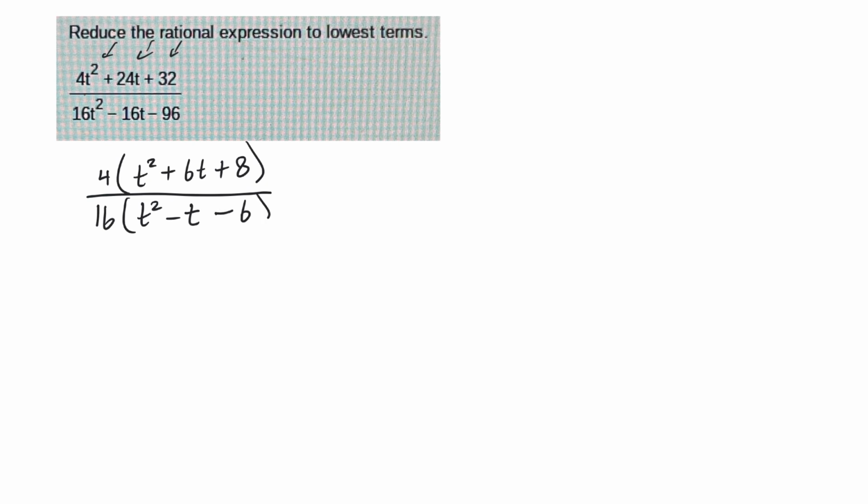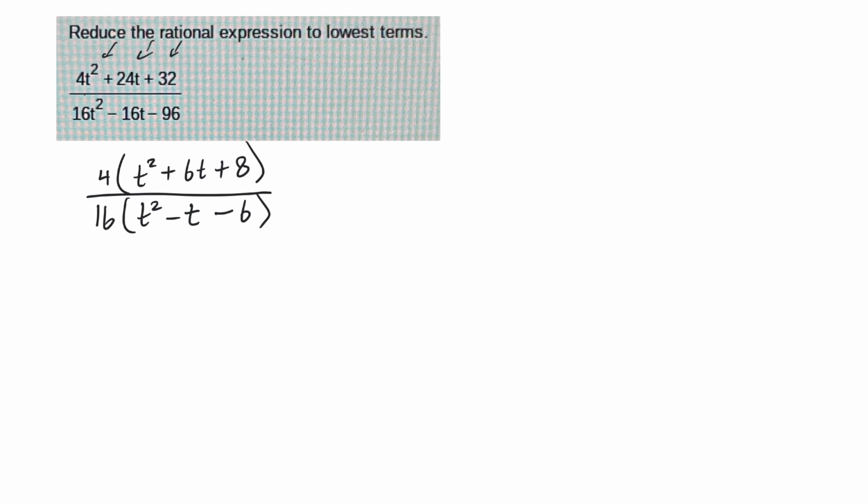Here's a good question. We're asked to reduce this expression. So first thing when you always factor something, look for a common factor. Out of these three numbers, I think 4 will come out. So I'll factor 4 out, leaving me with t squared plus 6t plus 8. Then on the bottom, I think 16 will come out of all of those. So it'll be t squared minus t minus 6.